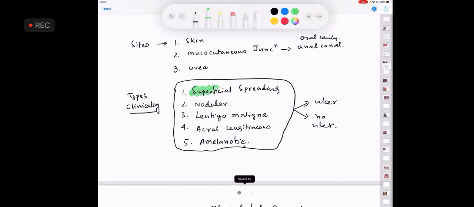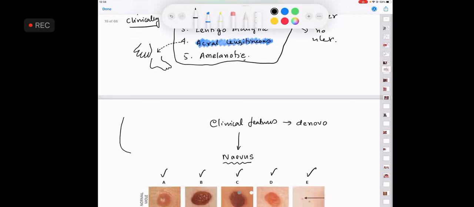The thing with the best prognosis is superficial spreading. Superficial spreading has the best prognosis of all, no doubts on that. The worst prognosis is seen in acral lentiginous. The word acral lentiginous means it is occurring in the hands and the feet. And one of the common sites of melanoma is usually under the nail fold.